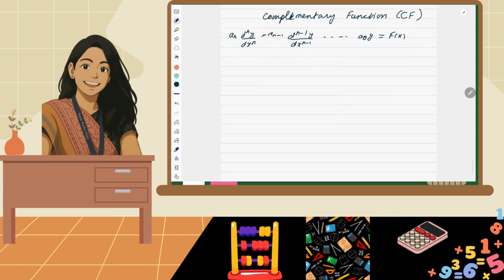And I told you that if f(x) is equal to 0, it is called homogeneous, otherwise it is non-homogeneous. When it is homogeneous, that is when f(x) is equal to 0, the solution of the differential equation is only the complementary function. In the case when it is non-homogeneous, when f(x) is not equal to 0, the solution y is complementary function plus particular integral. So in this particular video, I'll teach you how to find the complementary function.